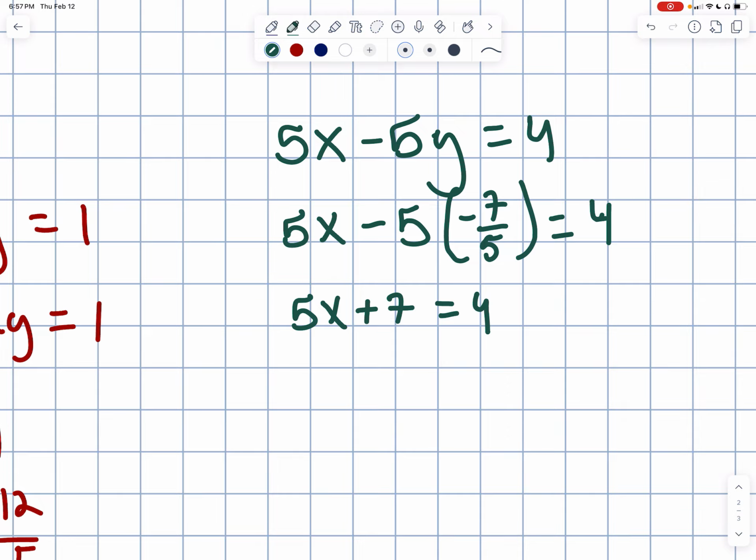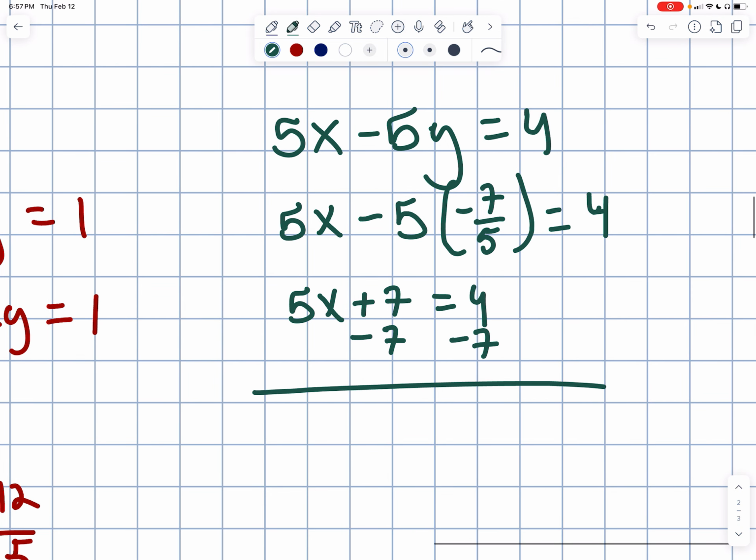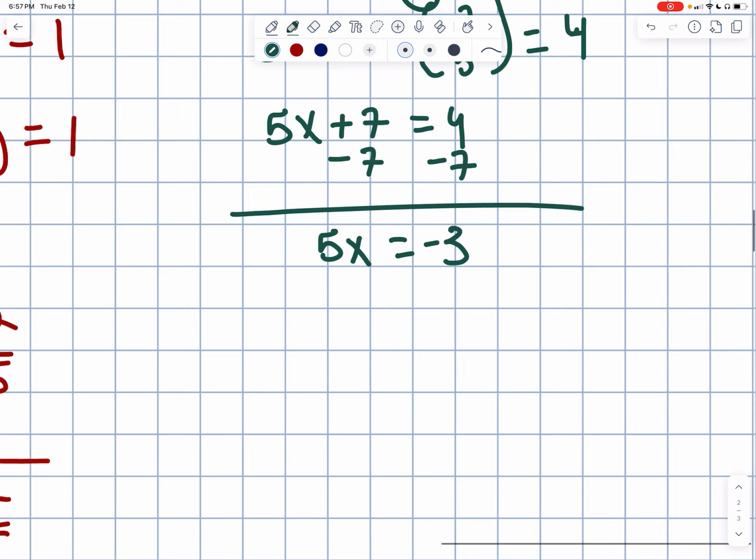This is looking a lot better. So much better. What are we going to do next? I need to get 5x by itself. I'm going to subtract 7 on both sides. We're left with 5x equals, what's 4 minus 7? Negative 3. Okay, 5x equals negative 3.